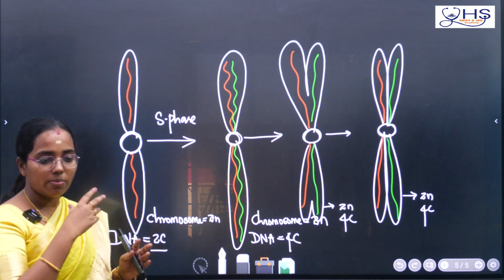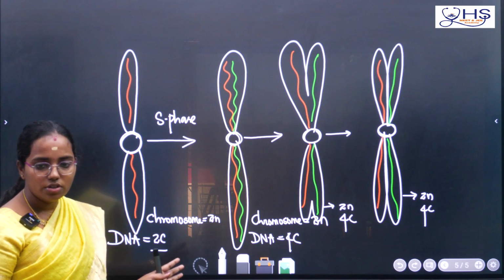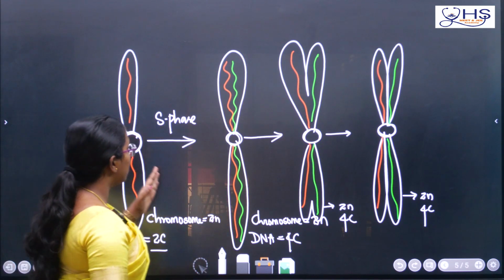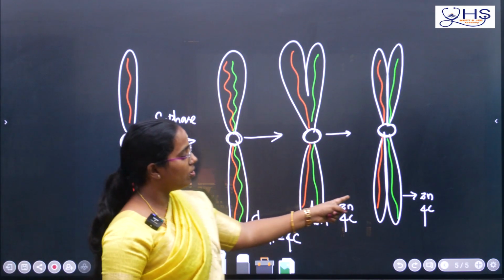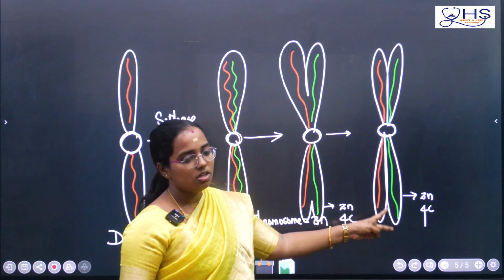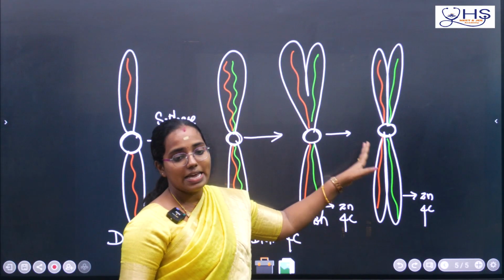If the centromere number doesn't change, the chromosome number will not change. And you can see, before S phase there was only one chromatid, but here the chromatid is doubled. Okay, so this is what happens in S phase.